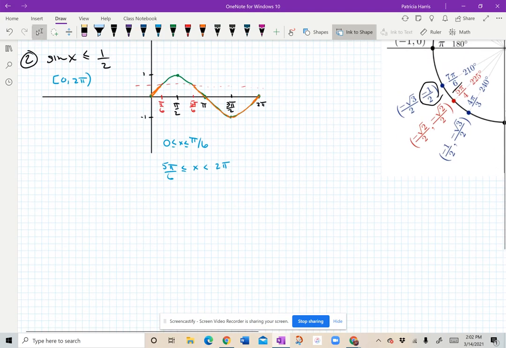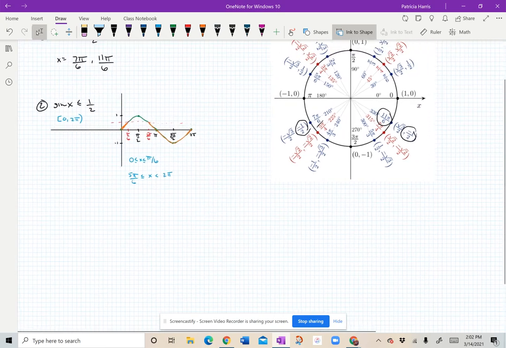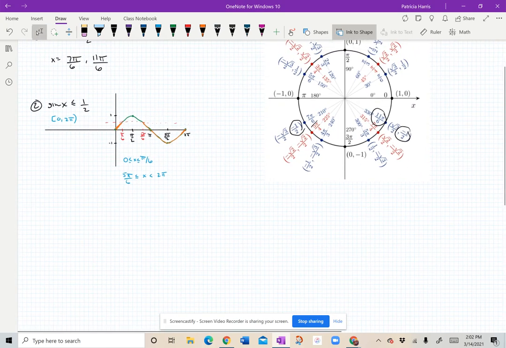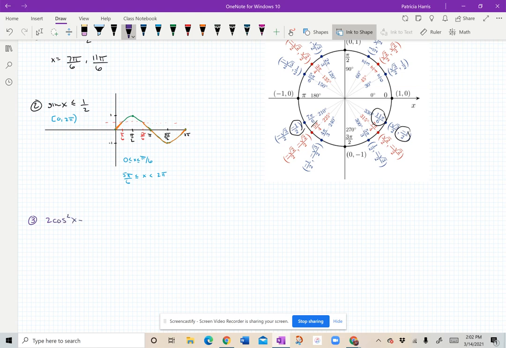So the next one, number 3, again, we might want that unit circle. So number 3, we have 2 cosine squared x minus cosine x equals 0. So what I'm going to do is factor this. I'm going to solve it algebraically. So I'm going to factor out a cosine. Set each of my factors equal to 0.